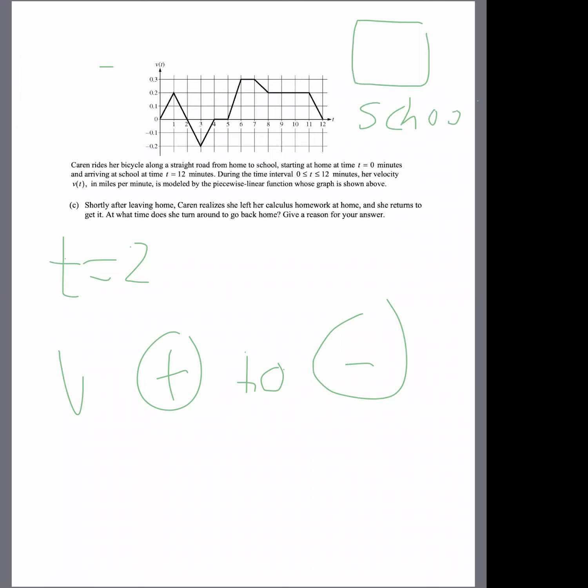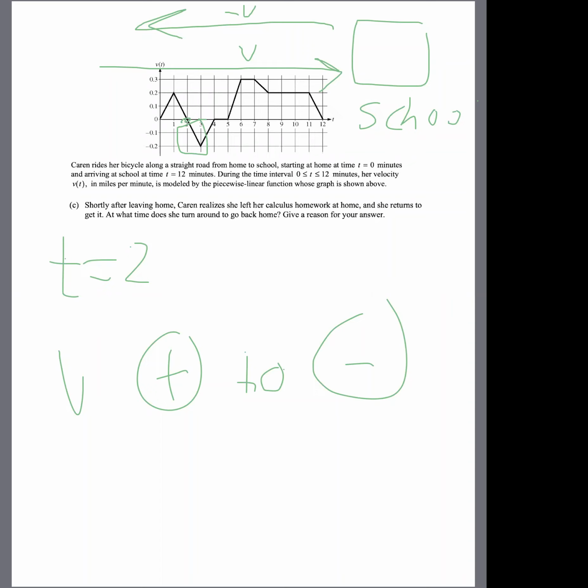So if she's traveling this way for V, and if she goes back home, she turns directions. So V would just be negative. And since V changes from positive to negative at t equals 2, that is the reasoning behind it. She pretty much changes her direction at this point. Does that make sense? Yes.